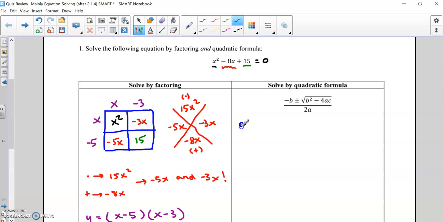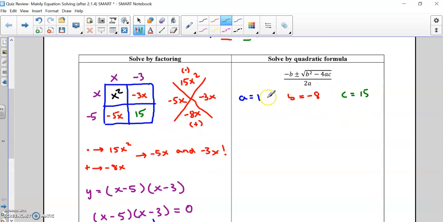We would say that our A is going to be 1, because there's no number here, so we can just assume that it's automatically 1. Our B is going to be negative 8, because that's the number, wow, I didn't even write the A. Okay, negative 8 is the number with the x, and then our c is just the number that's all by itself. Okay, and now that we have that, we can go ahead and plug into our formula.